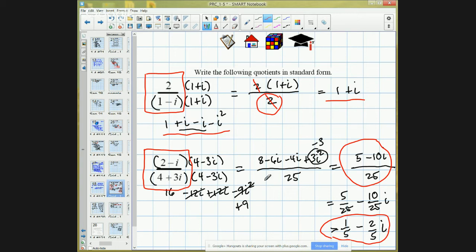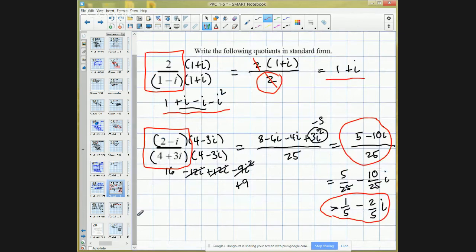Can you guys see that? Are the pictures in the way? Let's see, I'll scroll a little bit. You should be able to see it now. So that would be the answer that you'd find in the back of the book. Okay, so now I have it in a plus bi form.